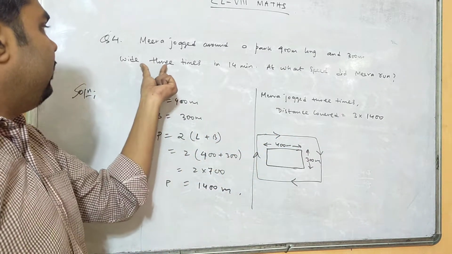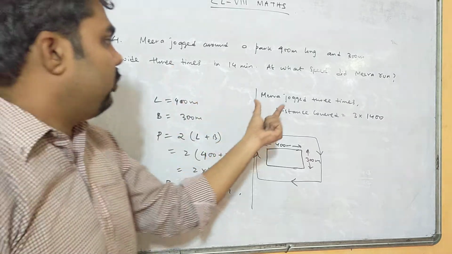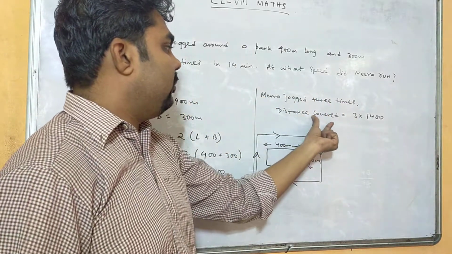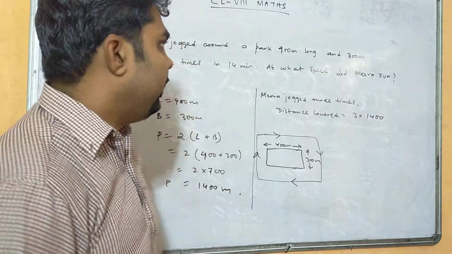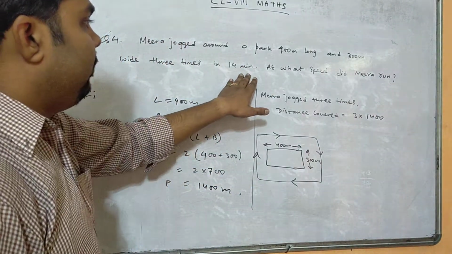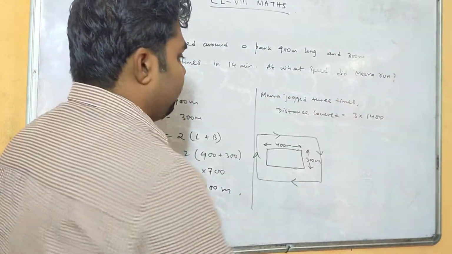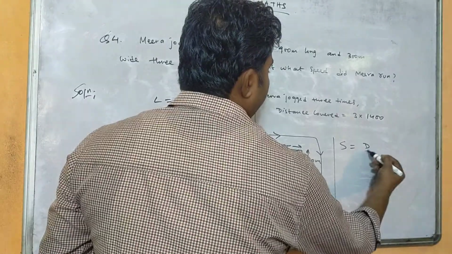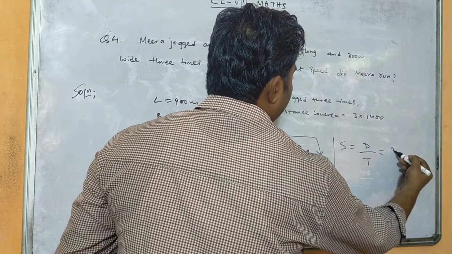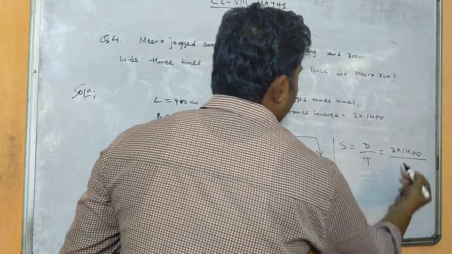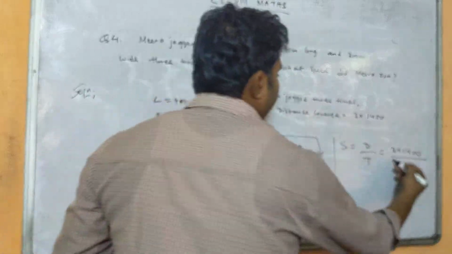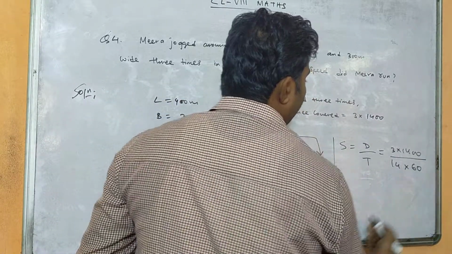So how many times is he running? He is running 3 times. That's why Meera jogged 3 times, so distance covered will be 3 into 1400, right? Time is given as 14 minutes. At what speed did Meera run? We know speed is equal to distance by time. So how much distance has he run? 3 into 1400. Okay, time is how much? 14 minutes. 1 minute equals 60 seconds.